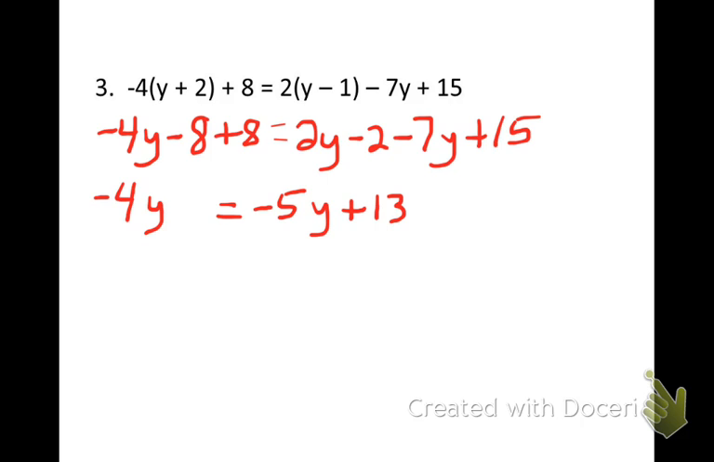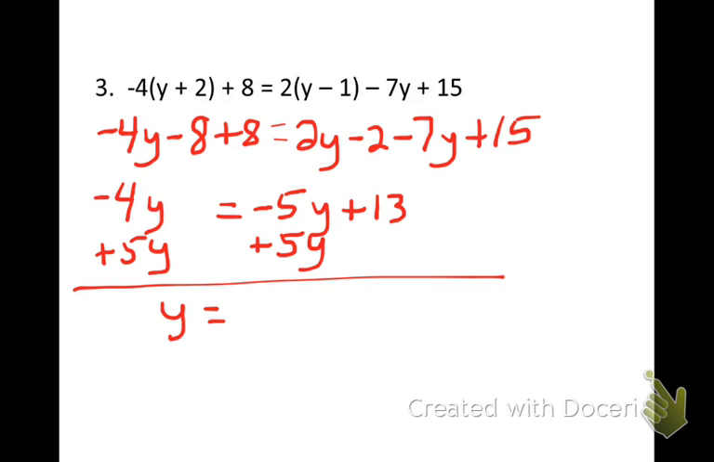Again, I only have variables on the left, so why don't I bring this one to the left side by adding 5y to each side. Negative 4 plus 5 would be 1y, which I just write as y equal 13, and I am finished.